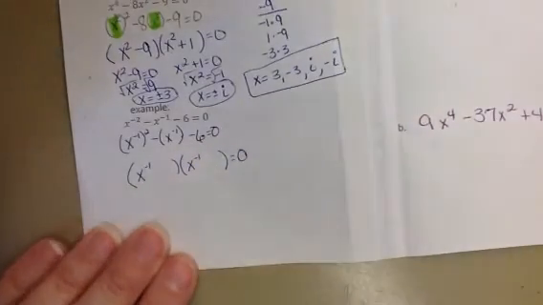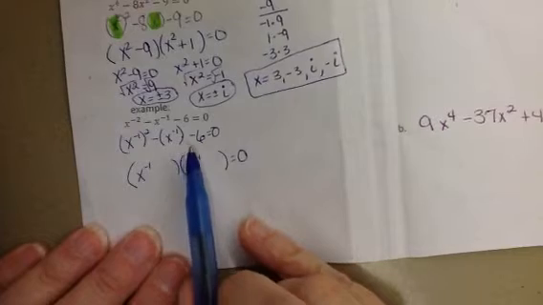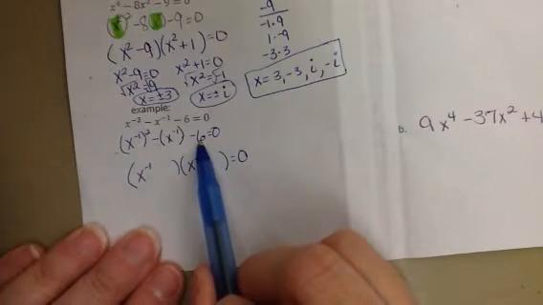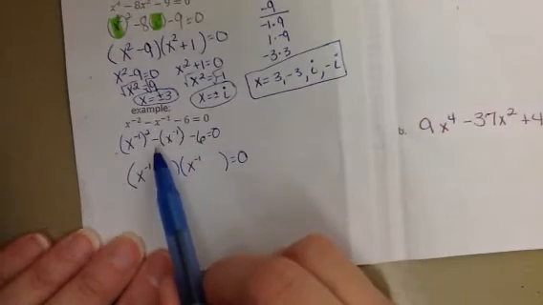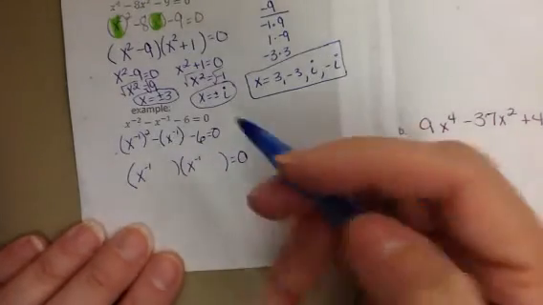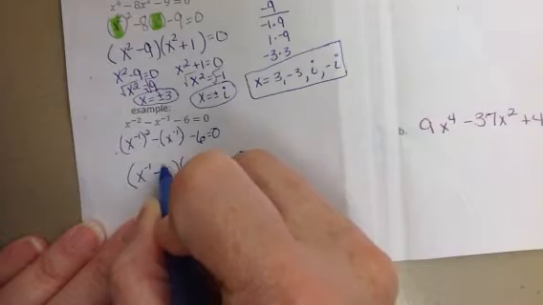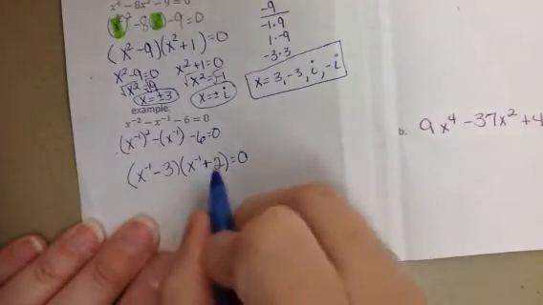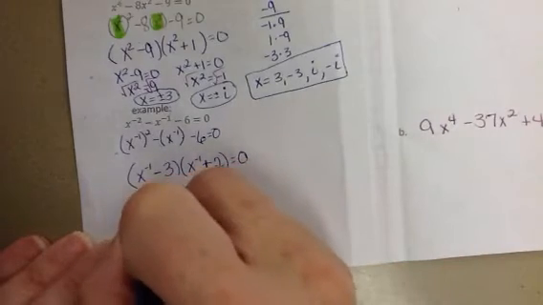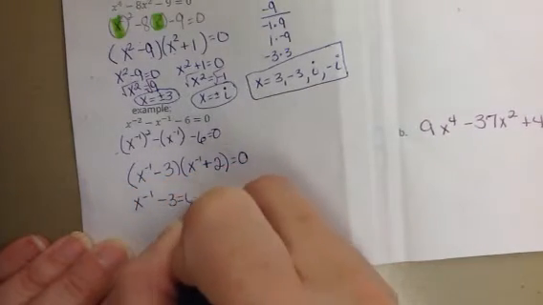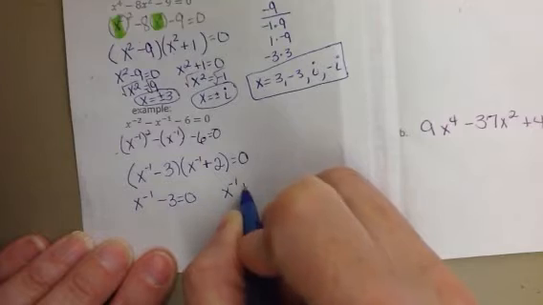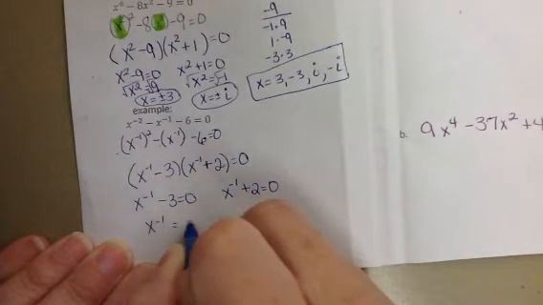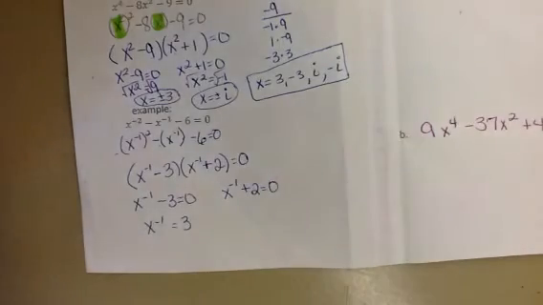Then this one is a simpler one. You have 1, -1, and -6. So we need numbers that multiply to -6 and add to -1, which would be -3 and +2. So those are our two factors. Set each one equal to 0. x to the -1 equals 3.